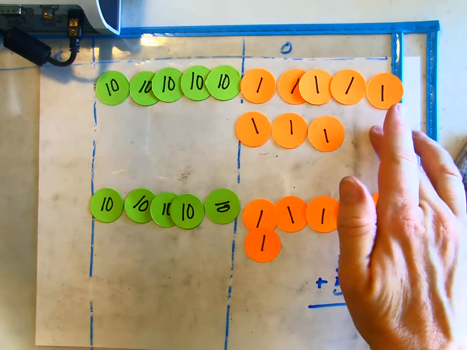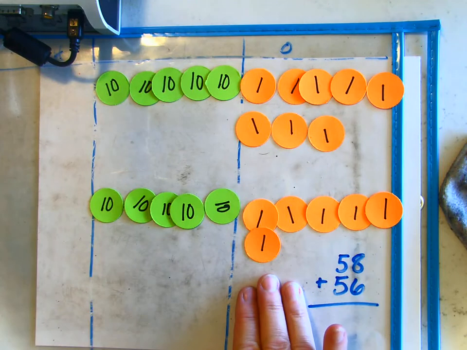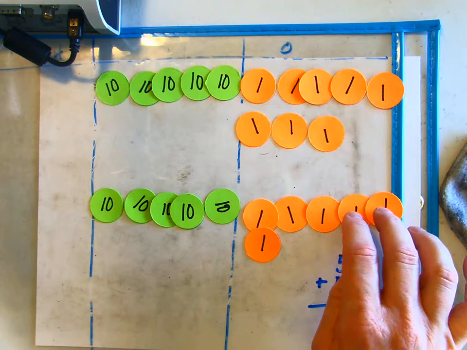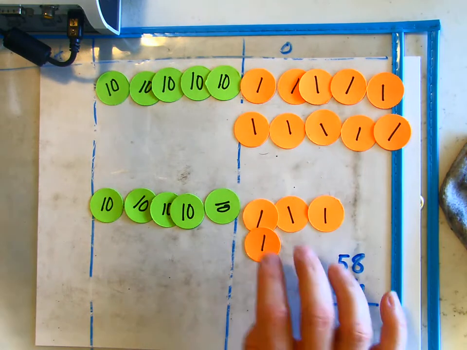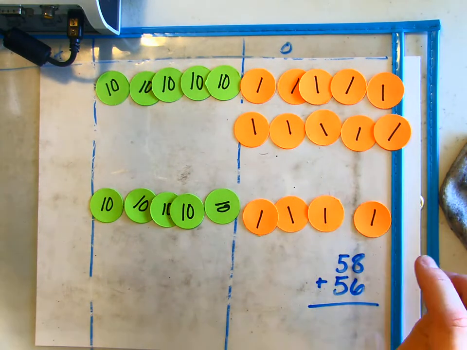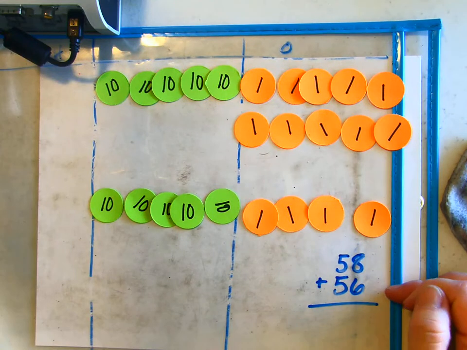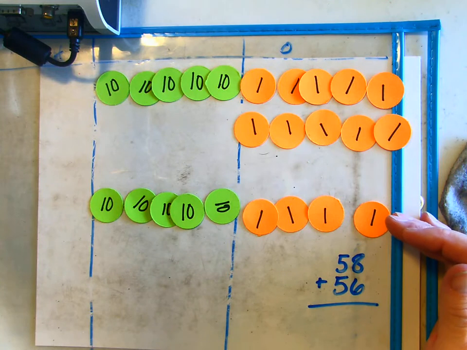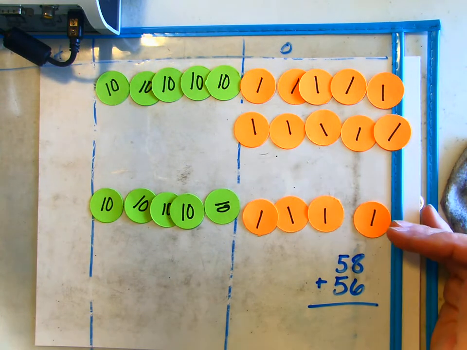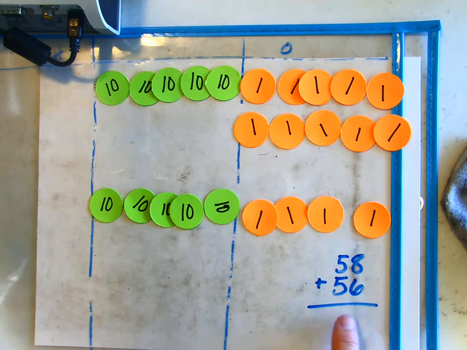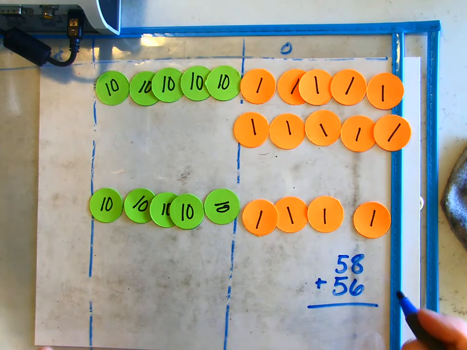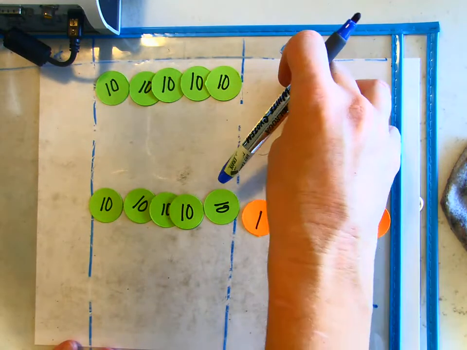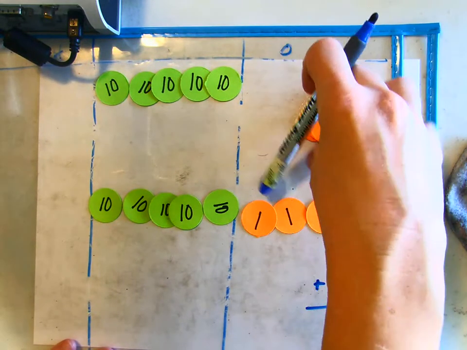So I have 8 and 6. 8 needs 2 more to make a group of 10. So 8 and 6 is 10, 4, 14. I'm going to record that. I have to bundle them first. Let's bundle it up and compose it into a group of tens.